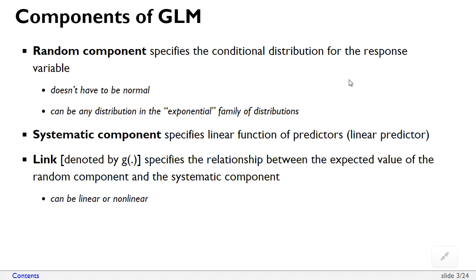So you have your random distribution of y's for any given value of your x's, and it has an expected value. You put that through the function g to relate that to the linear predictor. So these are the three components of all generalized linear models.